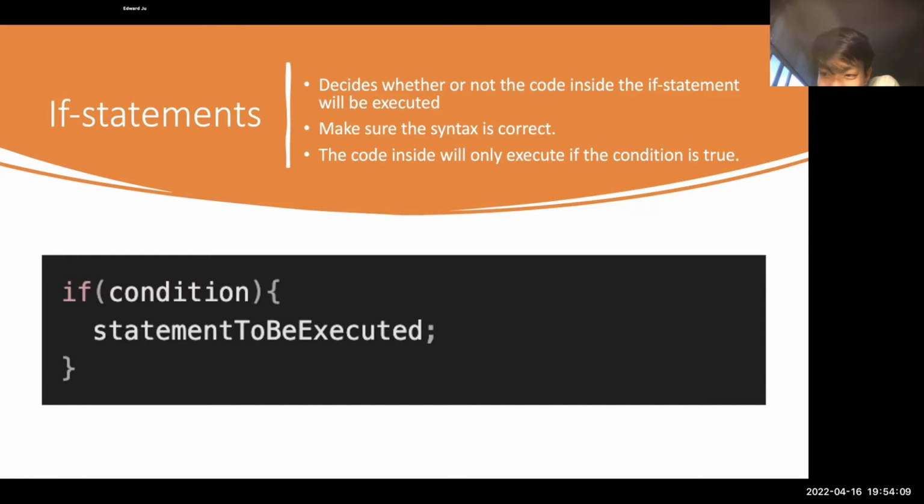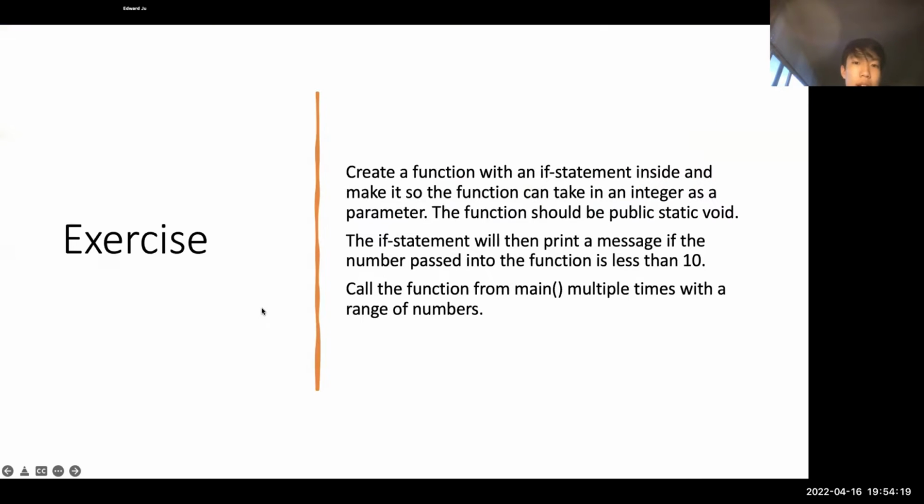Albert put in the chat a for. That's a for loop, and we'll be doing that later on. But yeah, you can see that there's also another conditional. It's a bit more complicated.